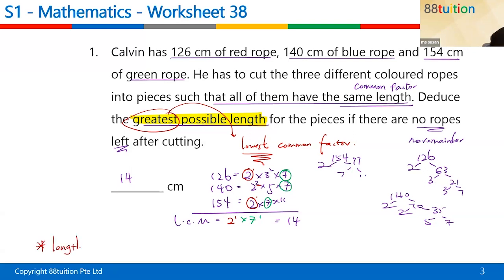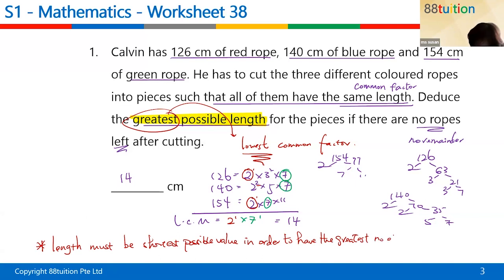So the length itself must be the smallest, must be the shortest possible value, in order to have the greatest number of possible pieces, sorry, not length. A number of pieces, all right? Okay, so this is a very important concept. The length must be the shortest possible value in order to have the greatest number of pieces. So that's what they call. Okay, all right. Next question.